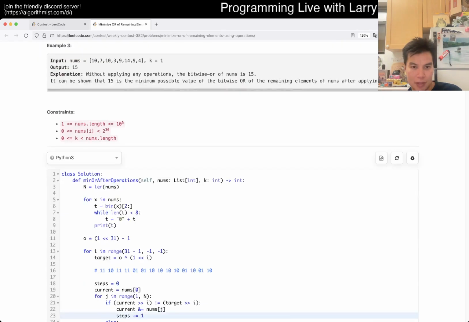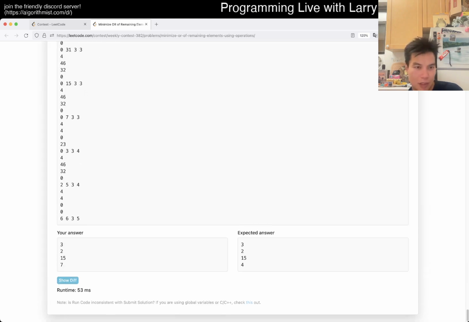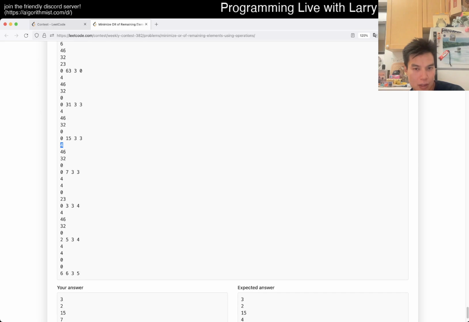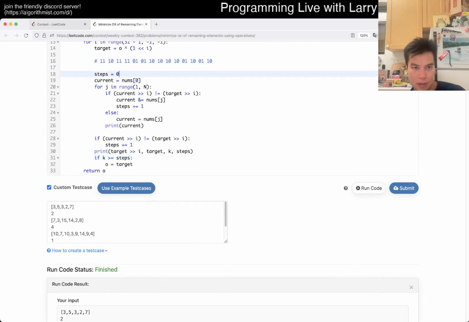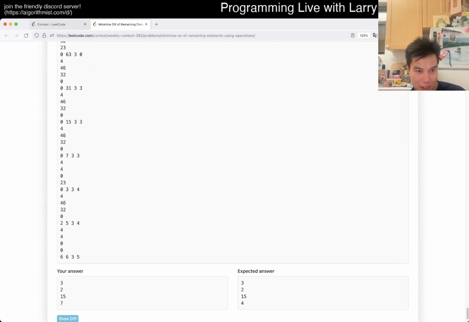Why did I get negative? Oh, because I have negative 1. Okay, now we don't have that anymore. Okay, still wrong though. Why is it giving me 3? So 4. Oh, it starts at steps 1. No, it doesn't. It doesn't have to merge yet. And off by 1 is still struggling. Okay.